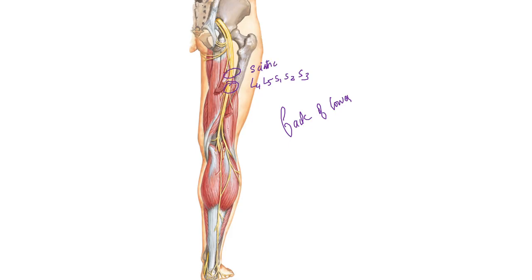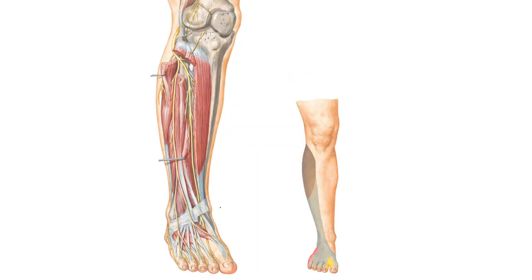Then you can see just above the popliteal fossa, the sciatic nerve divides into the tibial nerve here, which goes to the posterior compartment of the leg. And here we have the common peroneal nerve. So the sciatic nerve divides into the tibial nerve, which goes to the posterior compartment, and then we have the common peroneal nerve.